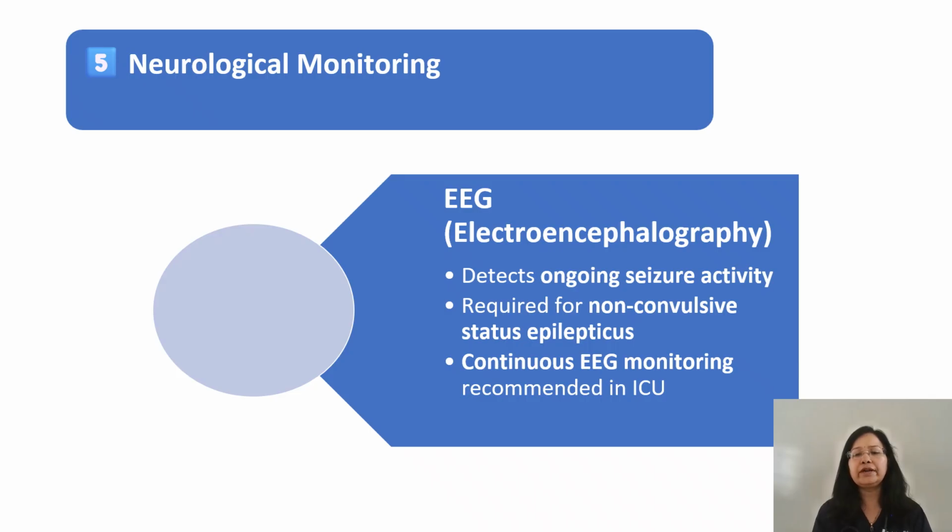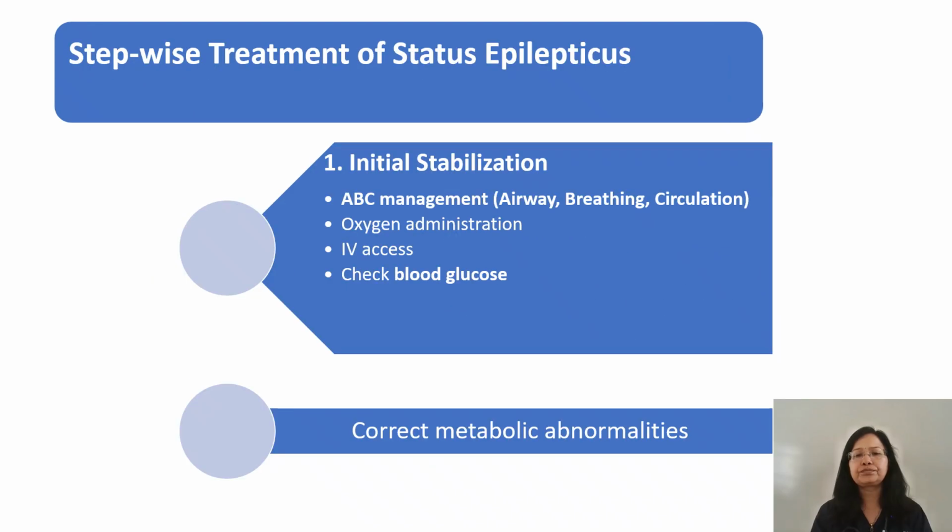Then neurological monitoring: we have to do electroencephalography, which detects ongoing seizure activity and is required for non-convulsive status epilepticus. And if your patient is admitted in the ICU, we have to do continuous EEG monitoring.